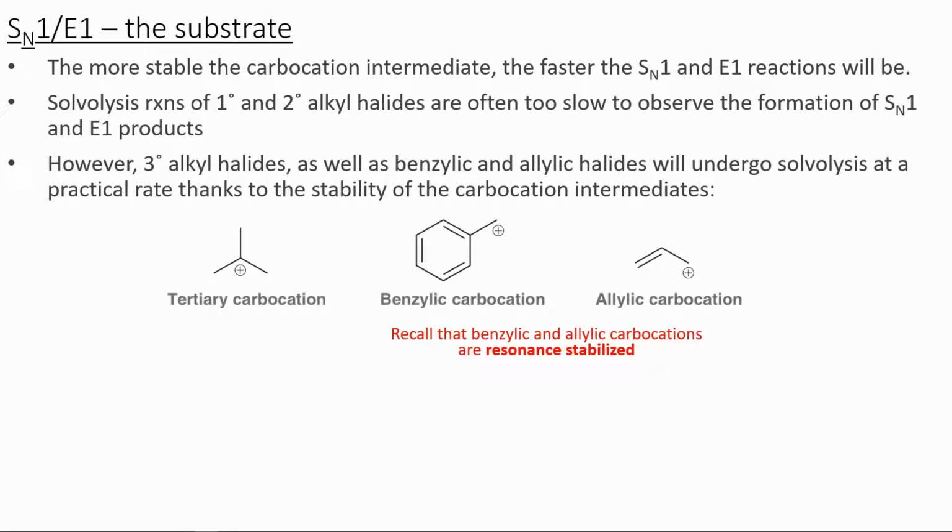The substitution pattern of the substrate will also play an important role in determining the rate of the reaction. The more stable the carbocation intermediate that's formed, the faster the SN1 and E1 reactions will be. Remember, a tertiary carbocation is the most stable of the alkyl carbocations, and a benzylic and allylic carbocation offer increased stability due to the resonance structures that can stabilize the carbocation over additional carbons.